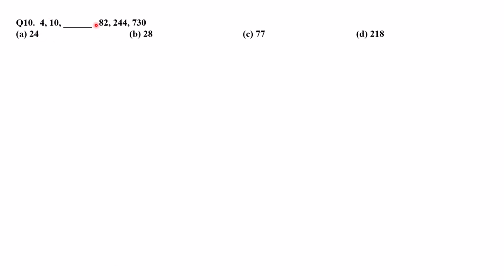Now this is the series given and you have to complete it. So first try to find out some relation between 4 and 10. There are two relations. First is 4 into 2 is 8, 8 plus 2 will give me 10. Or 4 into 3 is 12 and 12 minus 2 will give me 10. There are two possibilities. Let's check this possibility with other numbers.